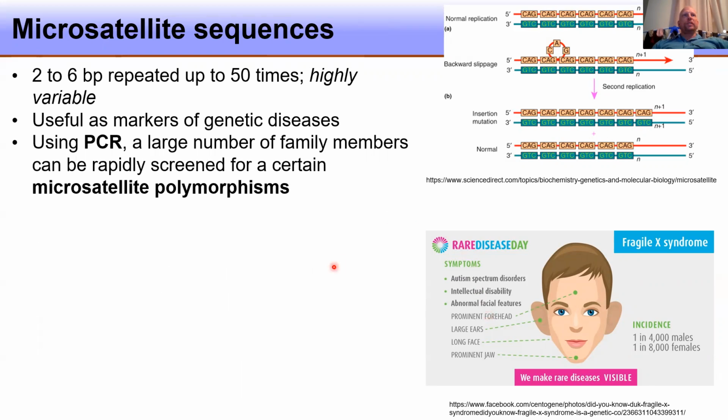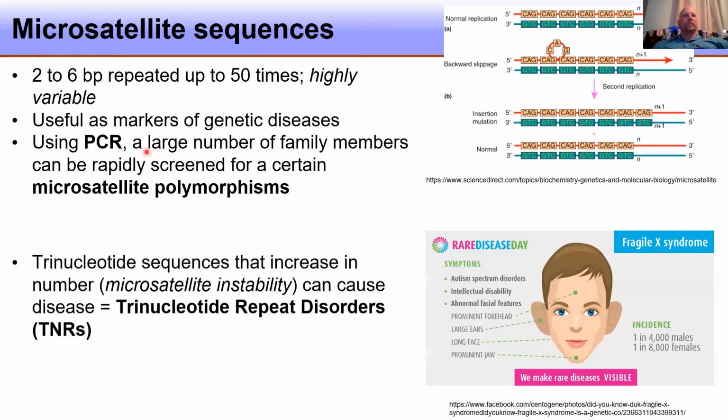If we use the method PCR, polymerase chain reaction, this is a very powerful molecular technique which we use increasingly these days, and you might know that it's the basis of the coronavirus test. We can easily screen a large number of family members very quickly for microsatellite polymorphisms or variation in microsatellite sequences.